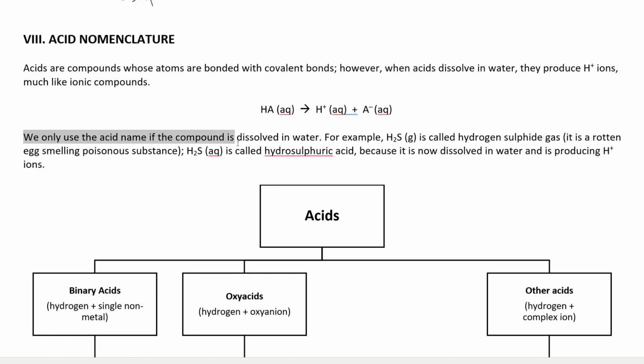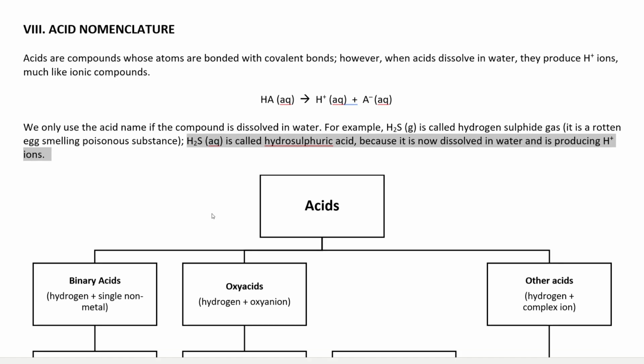We only use the acid name if the compound is dissolved in water. For example, H2S gas is called hydrogen sulfide gas. It's the rotten egg smelling poisonous substance. However, if H2S gas dissolves in water, then we call it hydrosulfuric acid, because it is now dissolved in water and can produce H plus ions.